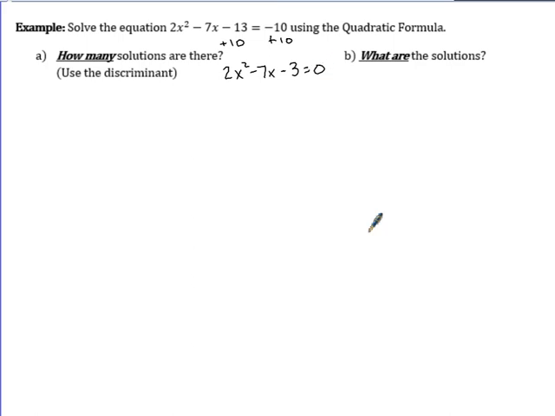Okay, and then the discriminant is just the b squared minus 4ac. So again, let's identify. A is going to be 2, b is going to be negative 7, and c is going to be negative 3. So the discriminant is just that b squared minus 4ac part. So b squared, negative 7 squared, minus 4 times a times c.